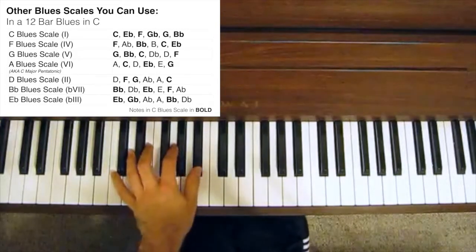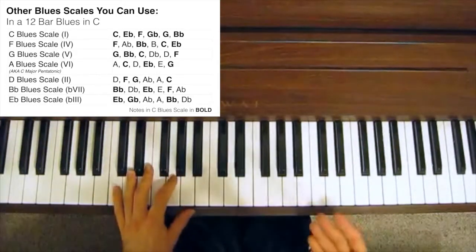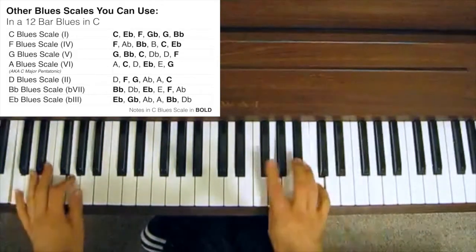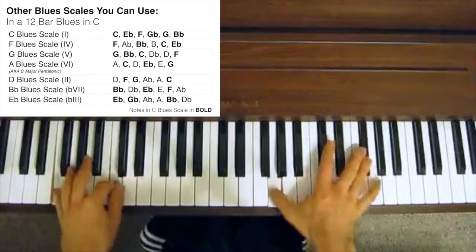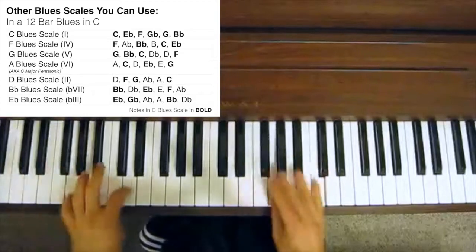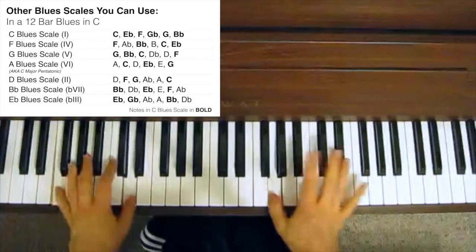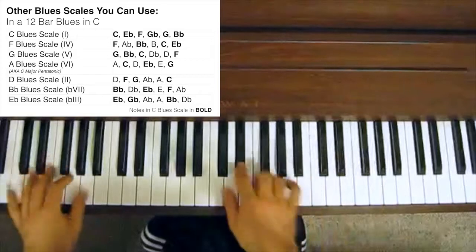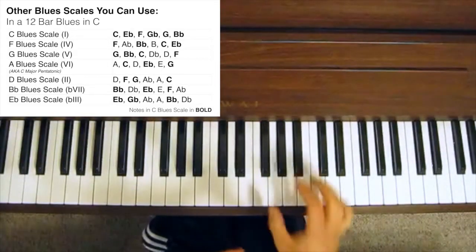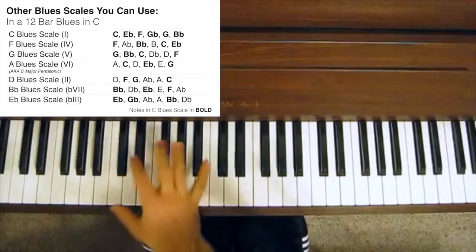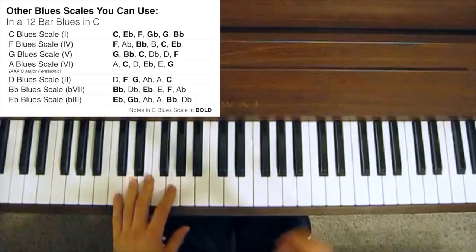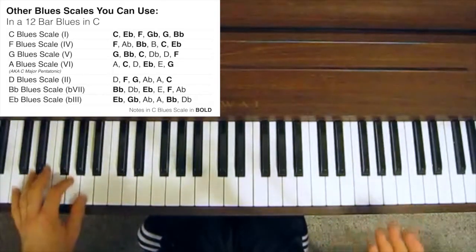Over a 12-bar blues in the key of C, you can obviously play the C blues scale. That sounds cool, nice and easy. So another blues scale you can play over that exact same chord progression, that is a 12-bar blues in the key of C, is the F blues scale. And that'll sound like this.